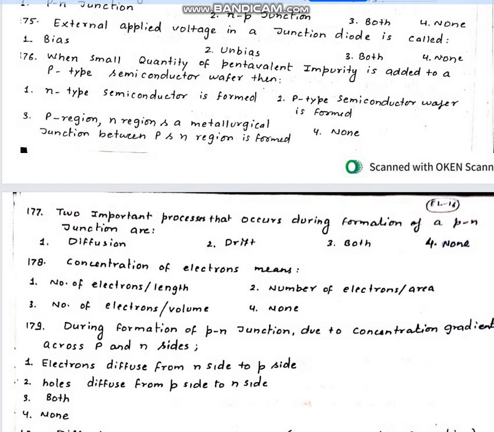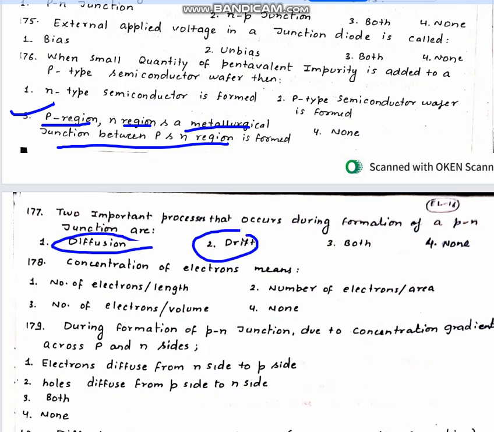Next is when a small quantity of pentavalent impurity is added to a p-type semiconductor wafers, then obviously it will form a p region, n region and a metallurgical junction between p and n. So third is correct over here. Next is two important processes that occur during formation of a p-n junction are. So these are diffusion and drift, both are opposite to each other. Next is concentration of electrons means its number of electrons per unit volume. Third is correct over here.